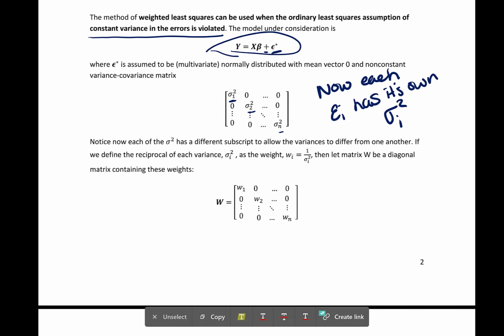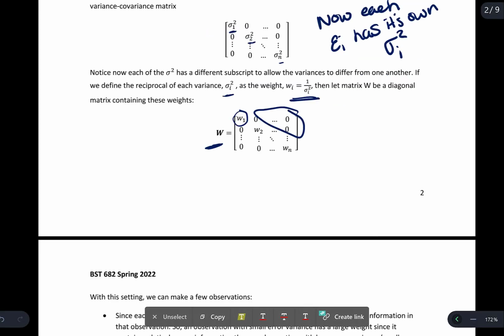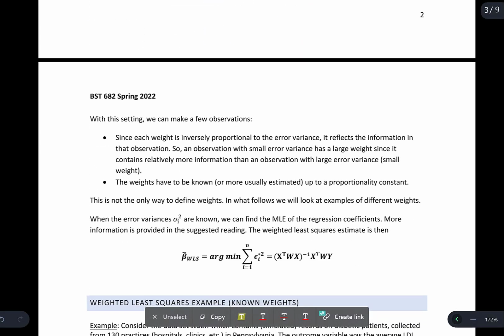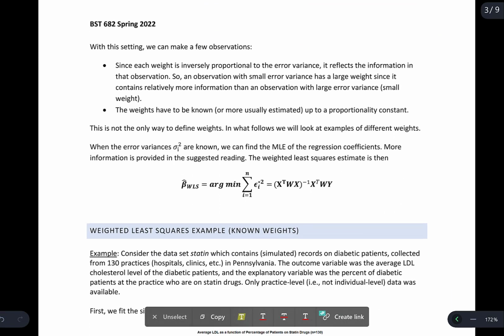If we define the reciprocal of each variance as a weight, then we could define what's called a weight matrix, and it would look as the following. So each of these weights are going to be the weights that correspond to the individual errors. And so we could place those along the diagonal, and notice we are going to have 0 in the off diagonals.